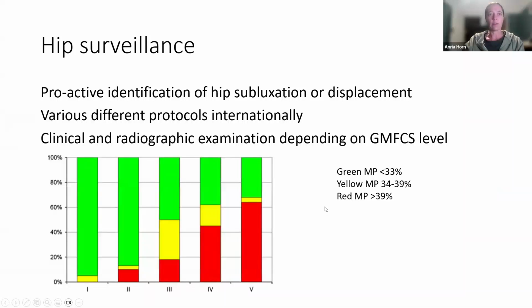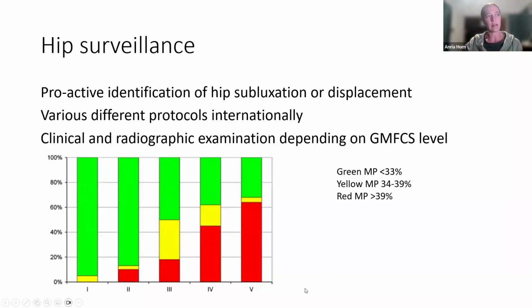So this brings us to the whole prevention of hip dislocation practice, which is termed hip surveillance. So this is proactive identification of hips at risk of hip subluxation or displacement. There are various protocols being followed internationally, especially, of course, in your northern countries, your developed countries. They have very robust, universal hip surveillance programs for all patients with cerebral palsy. Needless to say, we don't have that here. We do try. But it's basically a combination of clinical and radiological examination depending on the patient's GMFCS level.